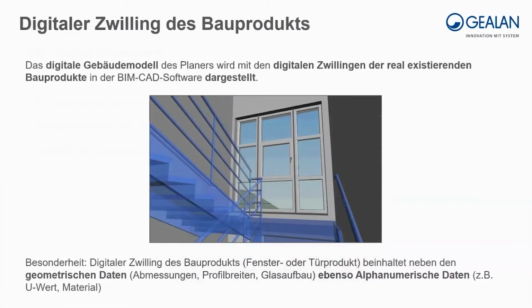In order to map the building model digitally, the twins are represented in the BIM CAD software. That means doors and windows are shown, and they show also geometric data like measurements, profile, class, as well as alphanumerical data. That's the U value or material. And in order to handle all this data and information, you need BIM-enabled software.